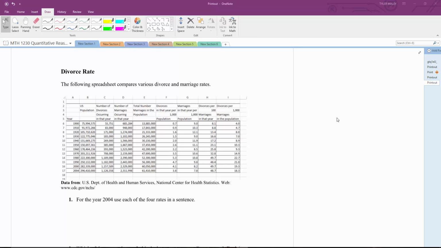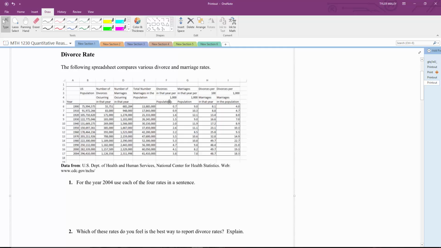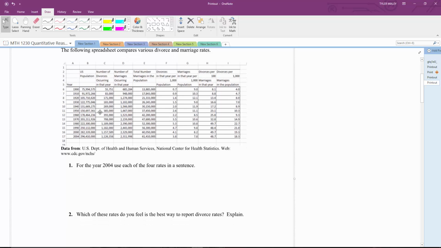All right, so we're ready to look at the divorce rate worksheet, which is the last worksheet in chapter 5. So we're given some data, this spreadsheet that compares various divorce and marriage rates. So you want to pay attention. You read what the titles are, what the years are, and what these numbers mean. So we have 4 different rates for this data.